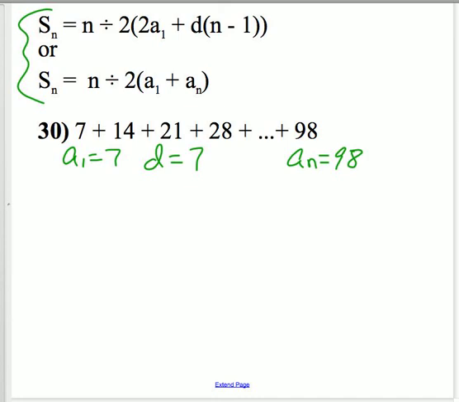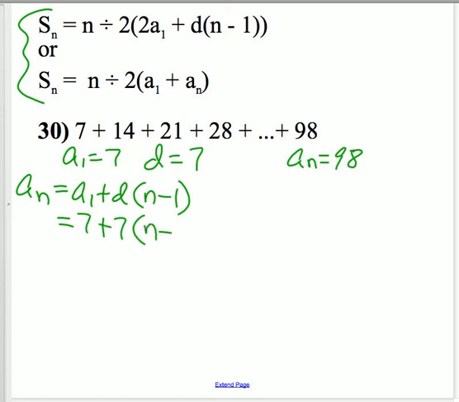Well, how do I find n? I use the formula from section 1. Section 1, a sub n is equal to a sub 1 plus d times n minus 1. I have everything that I need to use that formula from section 1. I know my first term is 7. I know my common difference is 7. I don't know n. That's the variable. What's a sub n? A sub n is the 98.